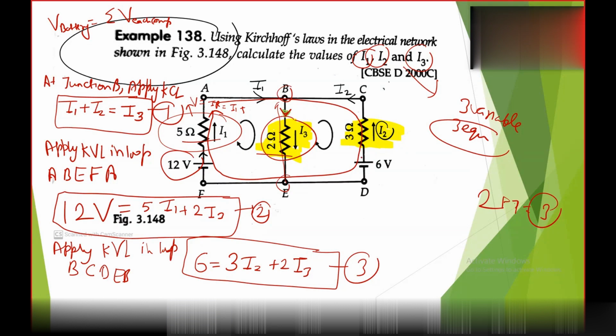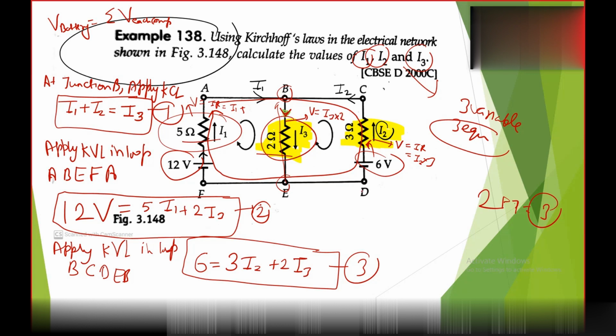See beta, total potential in this loop, total potential is 6 volt. So this 6 volt potential will be used at two locations. First across 3 ohm and another across 2 ohm. तो potential इसके across कितना हो जाएगा? V equal to IR means I2 into 3, and across this potential will be equal to I3 into 2 ohm.